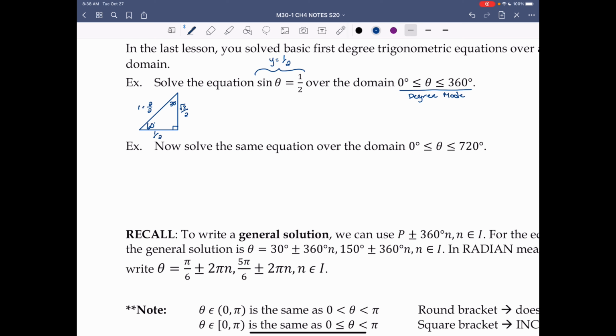So which angle would give us sine theta equals 1/2? Sine is opposite over hypotenuse, so we want the opposite side to be 1/2. Then we would have to go from angle 30. That would give us opposite, and then over hypotenuse would be 1. So then we know that sine 30 degrees equals 1/2. But there could be more than one solution. Let's draw a diagram.